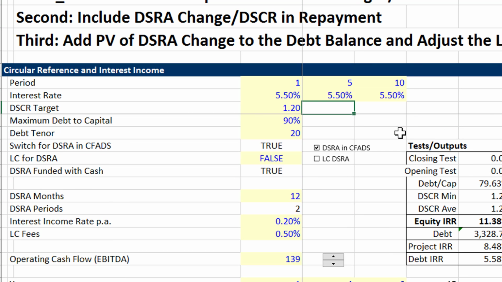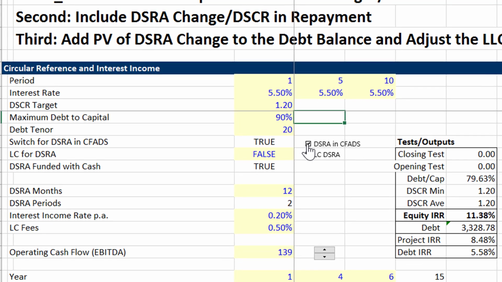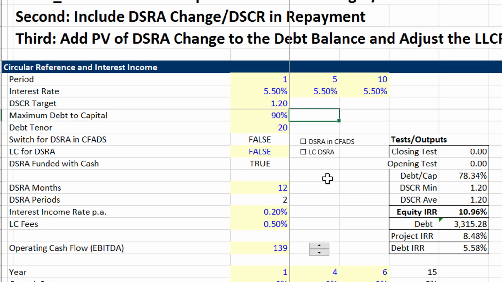Now, before I start talking about anything technical, let's just understand how some of these things work. I'm going to take the debt service coverage ratio out of the letter of credit, out of the CFADS, and I'm going to not use a letter of credit. So now we have a funded debt service reserve account that's funded for 12 months. We have an interest income rate. We have a fee on the letter of credit. We start with some operating cash flow. And I'm focusing now on some of these things.